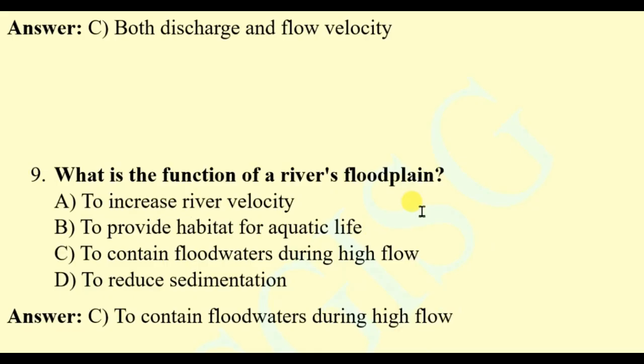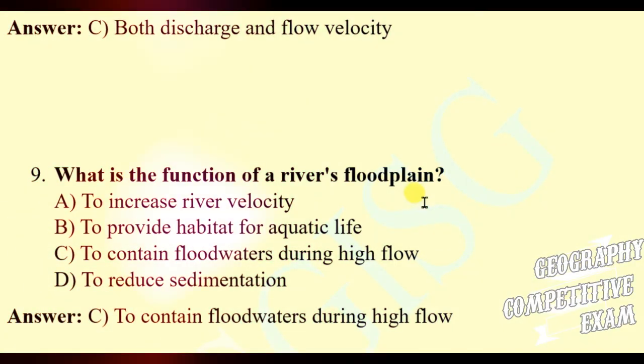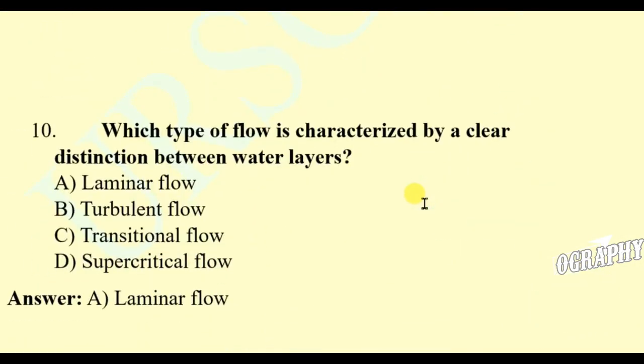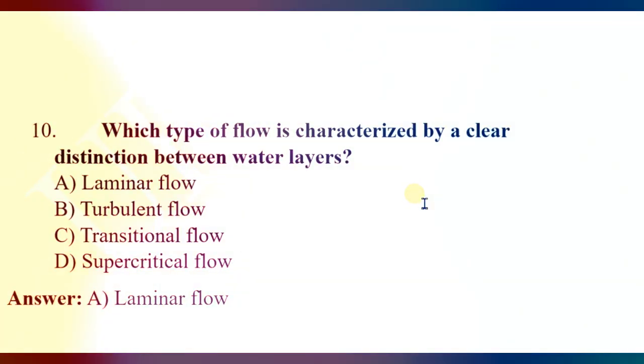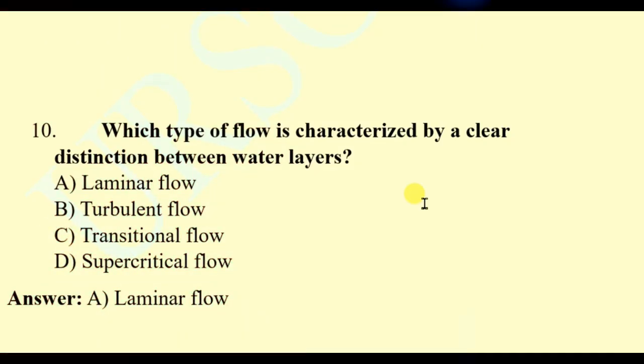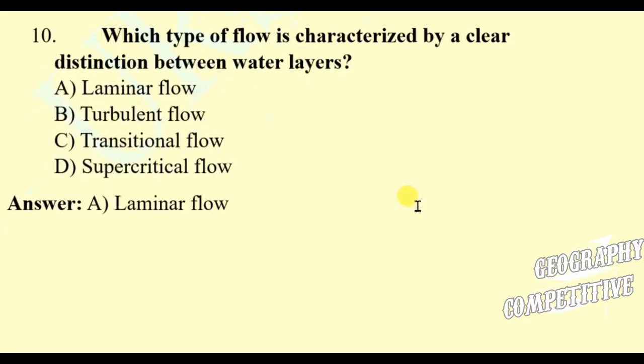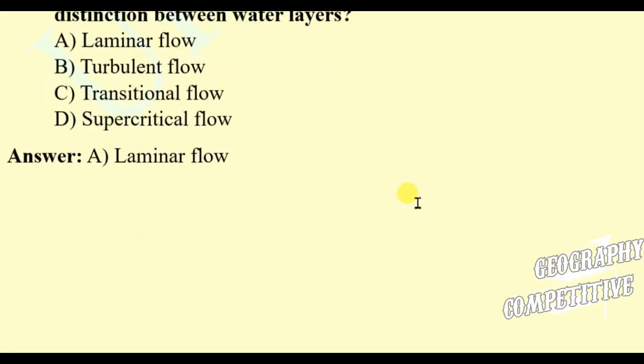Question number 9. What is the function of a river's floodplain? To increase river velocity, to provide habitat for aquatic life, to contain floodwaters during high flow, to reduce sedimentation. Here the correct answer will be to contain floodwaters during high flow. Question number 10. Which type of flow is characterized by a clear distinction between water layers? Laminar flow, turbulent flow, transitional flow, supercritical flow. Here the correct answer will be laminar flow, where no turbulence occurs. No turbulence means no chaos.